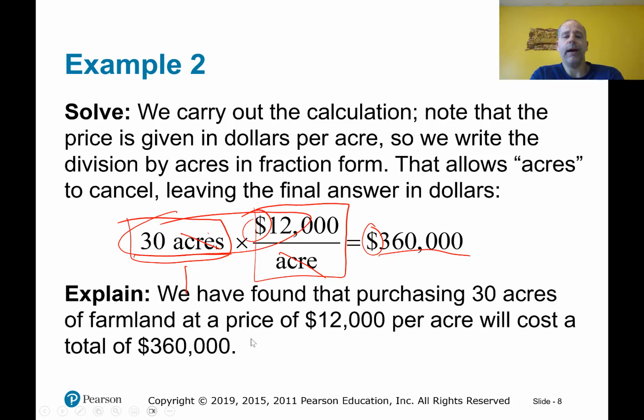And then of course, what does this tell us? It means that in order to purchase 30 acres of farmland, we are going to have to pay $360,000 for all 30 acres.